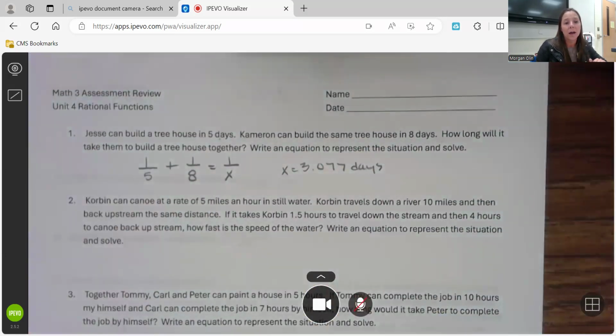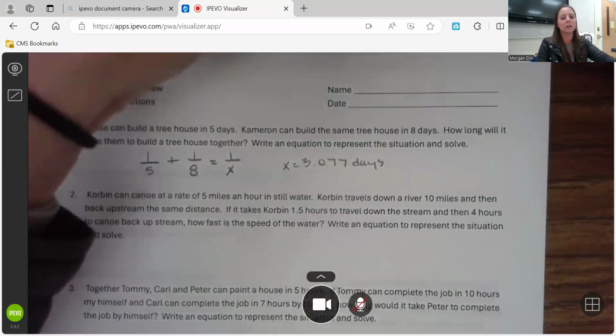Corbin can canoe at a rate of 5 miles an hour in still water. Corbin travels down a river 10 miles and then back upstream the same distance. If it takes Corbin 1.5 hours to travel down the stream and then 4 hours to canoe back up, how fast is the speed of the water?